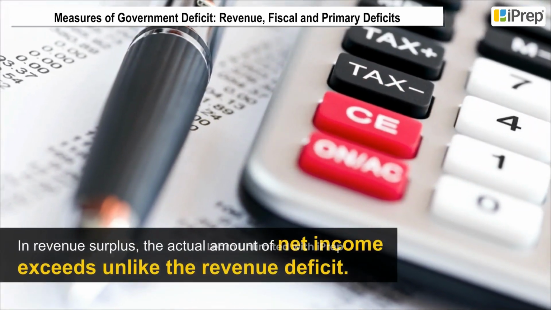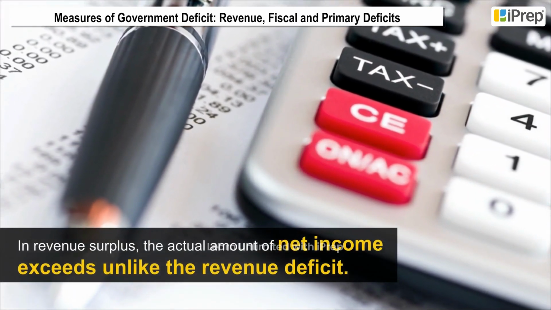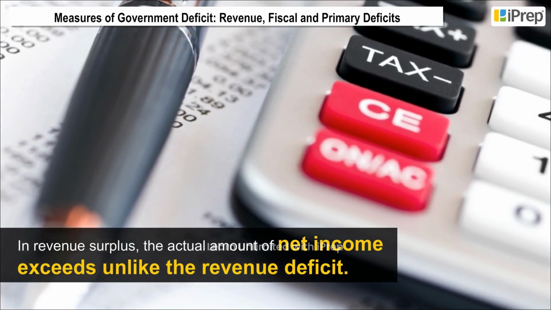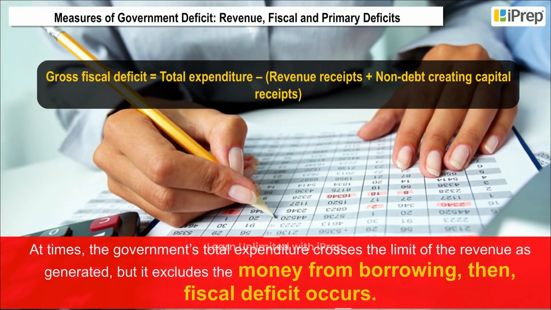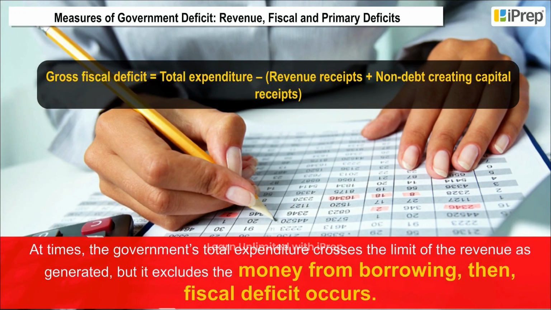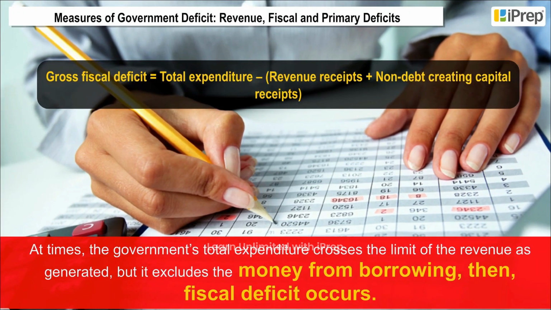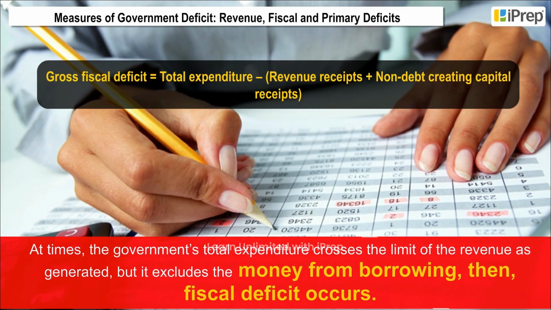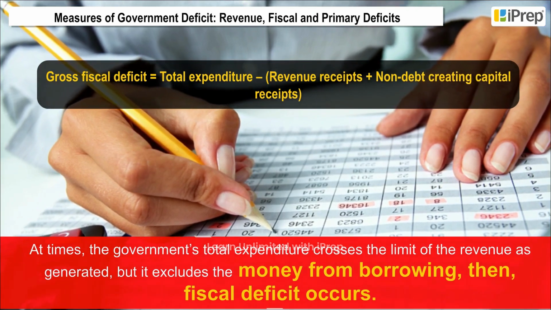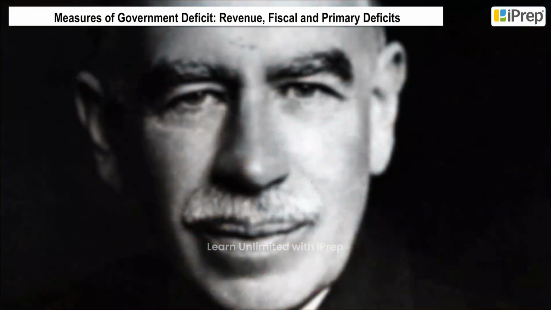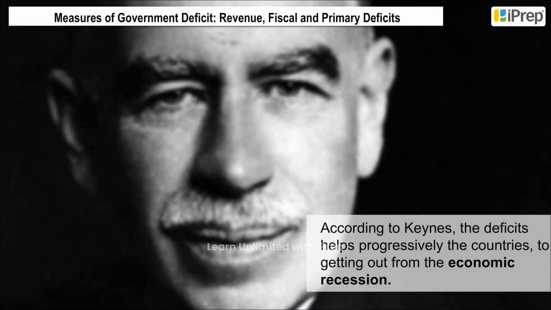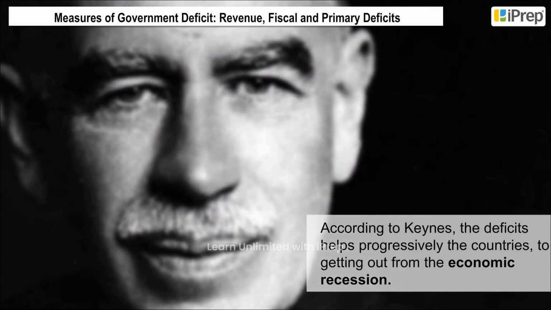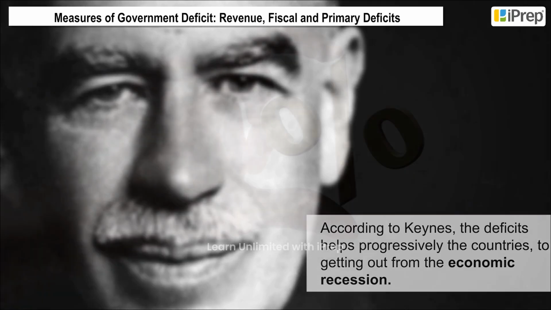In revenue surplus, the actual amount of net income exceeds the budgeted amount, unlike the revenue deficit. At times, the government's total expenditure crosses the limit of the revenue generated, excluding the money from borrowing. Then fiscal deficit occurs. According to Keynes, deficits progressively help countries get out of economic recession.